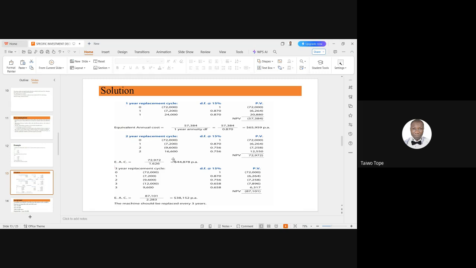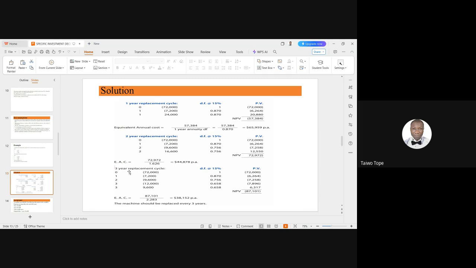The equivalent annual cost will now be 72,972 divided by the year 2 annuity discount factor, which is 1.626. 72,972 divided by 1.626, you have 44,878 per annum.